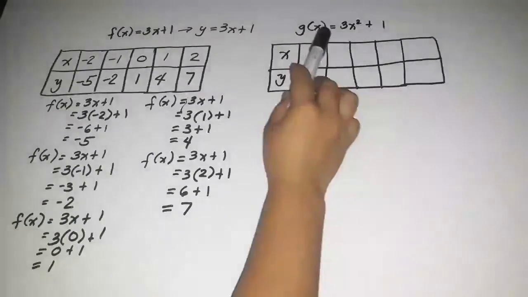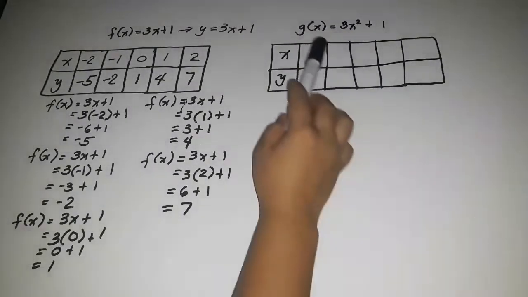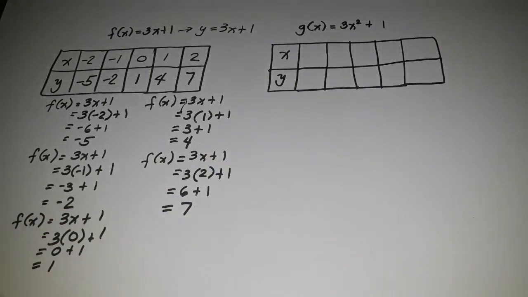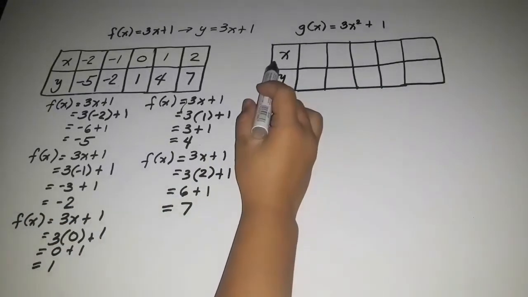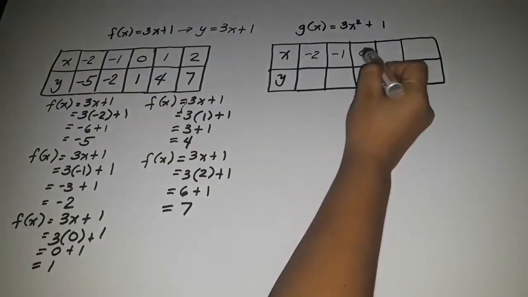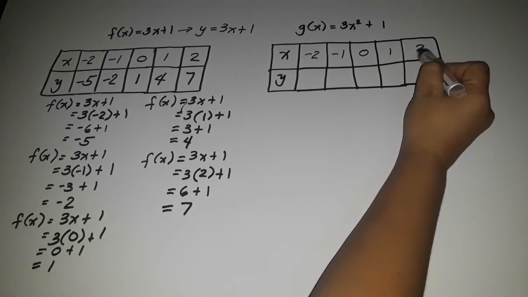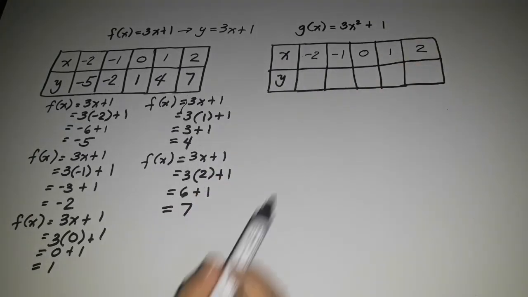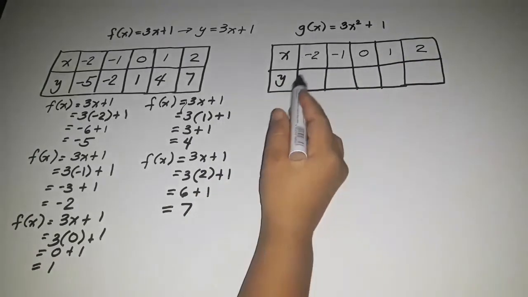Okay, next, let's complete the table of values for g of x. Assign tayo ng values ng x. We have negative 2, negative 1, 0, 1, and 2. Okay, so let's substitute negative 2.